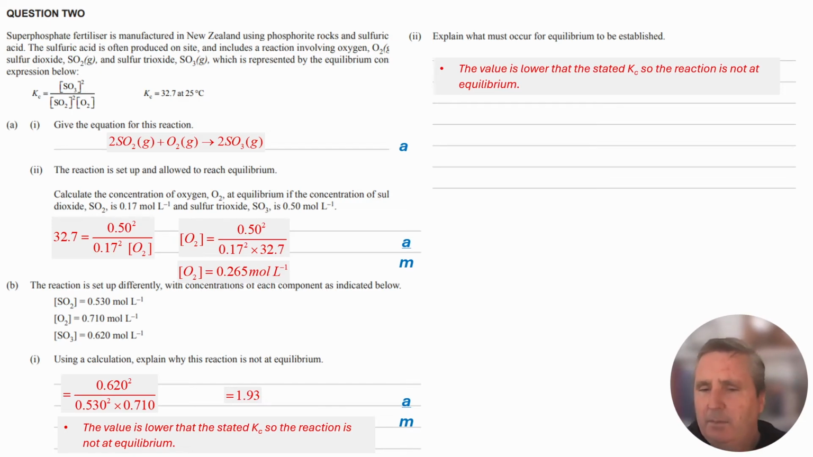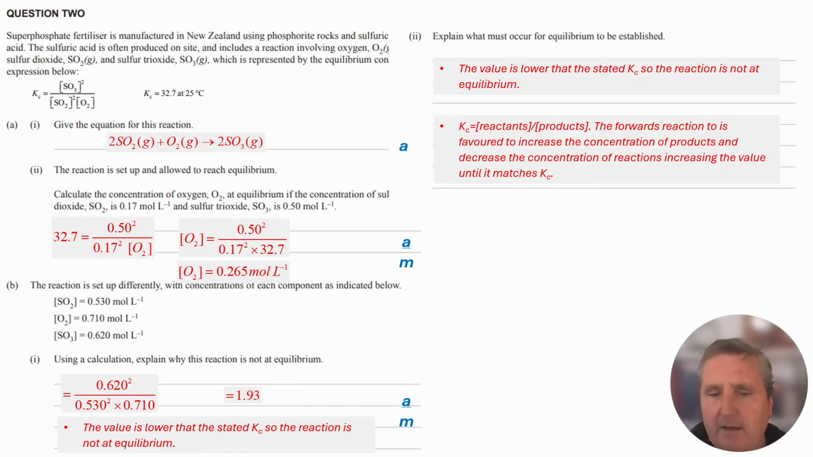Okay, so explain what must occur for the equilibrium to be established. Okay, so I'm just going to put this statement here again. The value is lower than Kc, so it's not at equilibrium. So if we want the equilibrium to be established, we need to make this value larger. The important thing here is that Kc is actually an expression that represents the concentration of the products over the concentration of the reactants. So in order to get a larger number than 1.93, to get closer to 32.7, I'm going to have an increase in my products concentration and a decrease in my reactants concentration.